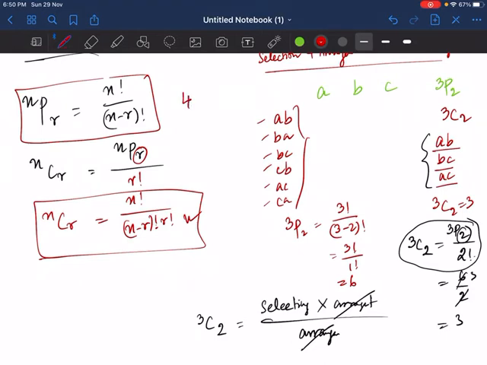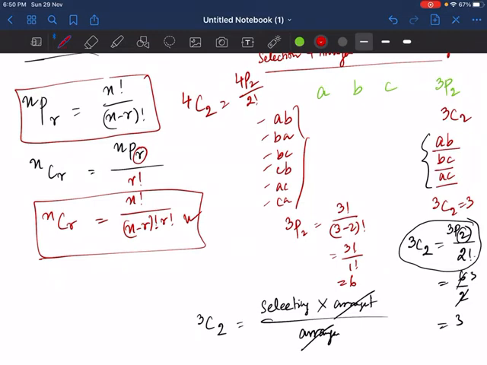Suppose I have 4C2. How will I find 4C2? 4C2 is the combination of 4 objects taken 2 at a time. So it will be 4P2 divided by how many elements we are selecting? 2. So it will be divided by 2 factorial. Am I clear? So this is what combination is all about.